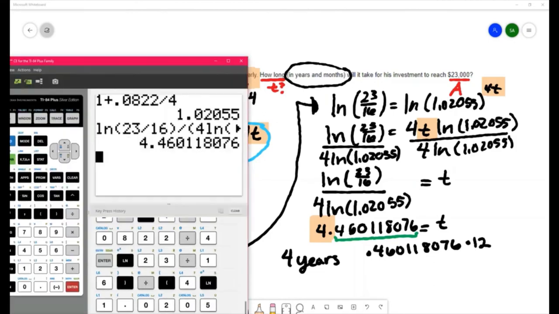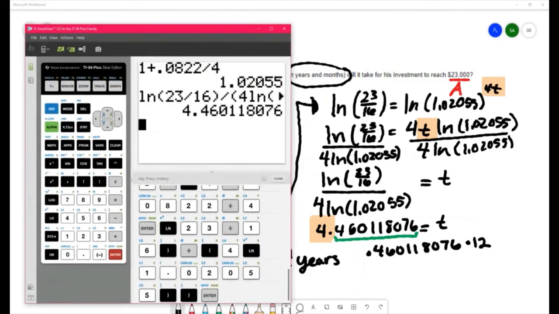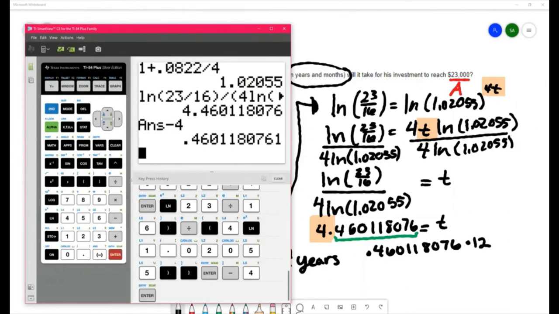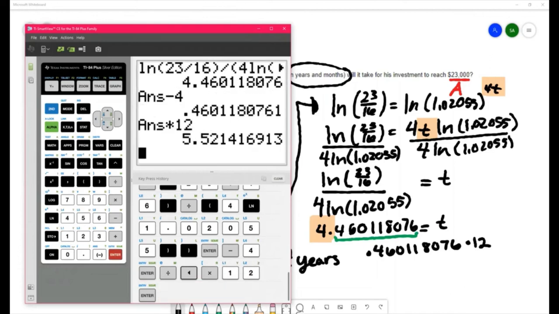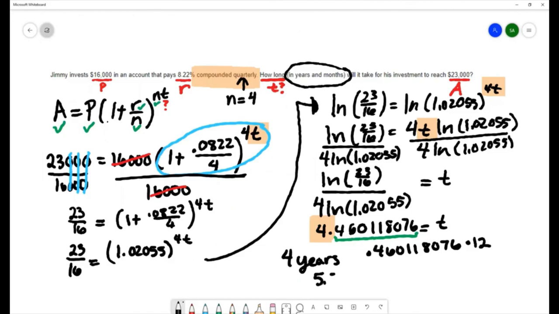So I'm going to bring back my calculator, and I can subtract 4. That's going to get rid of that 4 years at the front, and then multiply by 12. That's going to convert that portion to months. And if I round that up, that's going to be 6 months. So we have 4 years and 5.5 months, which I am rounding to 6 months.